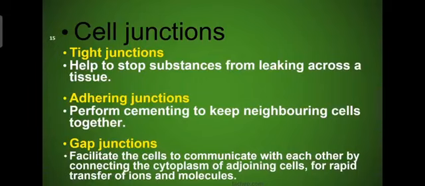Here it facilitates the cells to communicate with each other by connecting the cytoplasm of adjoining cells for rapid transfer of ions and molecules. So in between the two cells a channel-like structure is there. They are connected with each other by a tube-like structure. Their cytoplasm is interconnected, and these channels are used for transfer of ions and molecules. So that is called a gap junction. In the diagram you can see that.